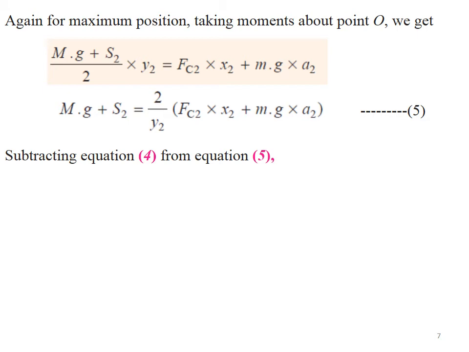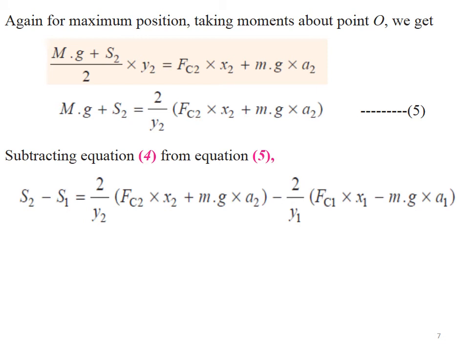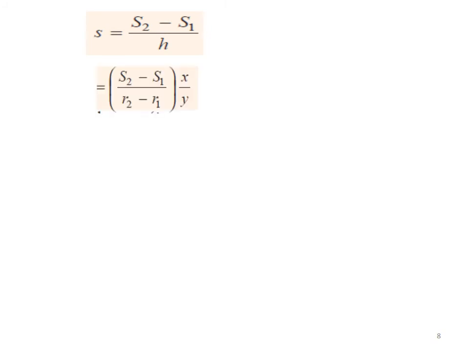Subtracting equation 4 from equation 5, what happens? S2 minus S1 is equal to 2 divided by y2 into fc2 into x2 plus mg into a2, minus 2 divided by y1 into fc1 into x1 minus mg into a1. We know that S2 minus S1 is equal to H into S, and H is equal to R2 minus R1 into Y by X. This we have derived previously. I substitute this there. What happens? S is equal to S2 minus S1 by H. If I substitute H, it becomes S2 minus S1 divided by R2 minus R1 into X by Y.